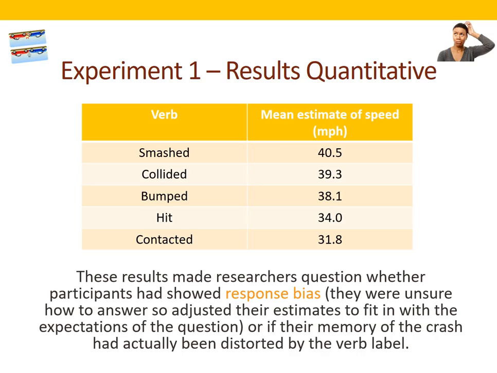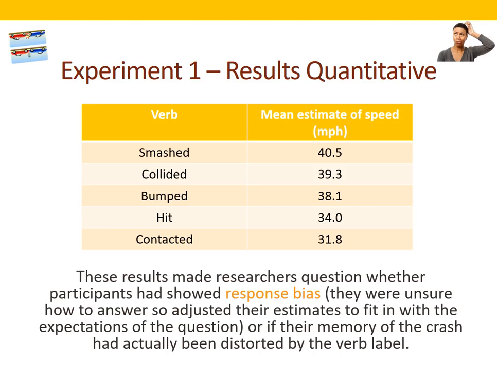Okay, now experiment 1, we've got some quantitative data from experiment 1. So you need to try and remember those mean speed estimates. Realistically, you need to remember at least some of them. So smashed, they got 40.5 as a mean speed estimate in miles per hour, collided 39.3, bumped 38.1, hit 34, contacted 31.8. Okay, so we can see there that smashed has got the highest speed estimate compared to contacted or hit.